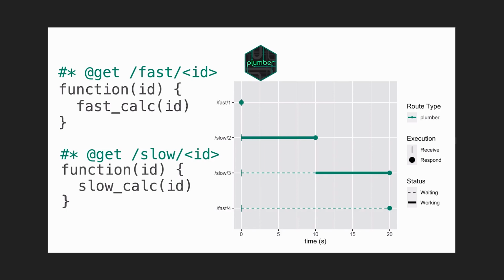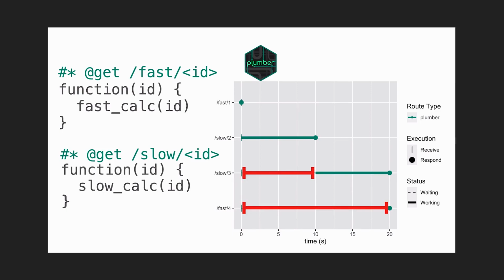If we think that slow takes 10 seconds to calculate and fast is roughly instantaneous: the fast comes in, it processes right away. Slow comes in, takes 10 seconds to process. And then slow 3 had to wait that whole time. And then fast 4 had to wait all 20 seconds to be processed, even though they kind of arrived at the same time.